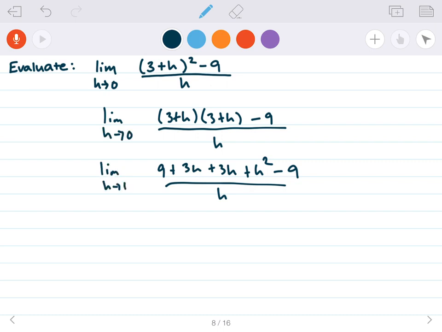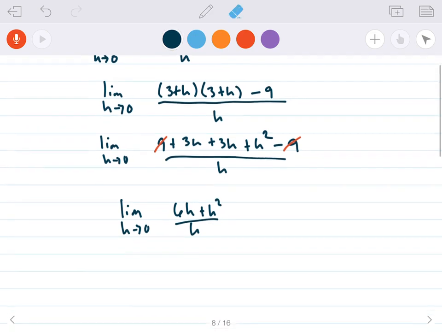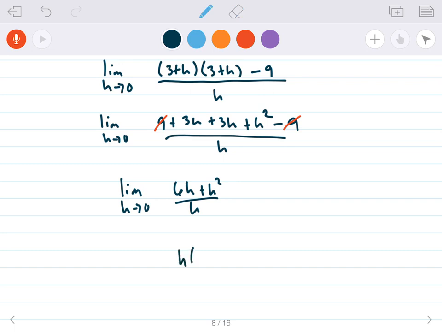Let's do that. Okay. All right, so now on top, these 9s can cancel, and I end up getting 6h plus h squared over h, limit as h goes to 0. And what I can do at this point is I can factor the top by taking a GCF of h out. And so maybe I can scroll down a little bit here. So I take h out, 6 plus h over h, and now I have this removable discontinuity.